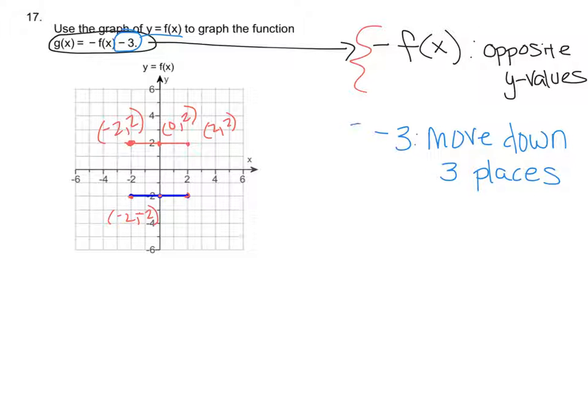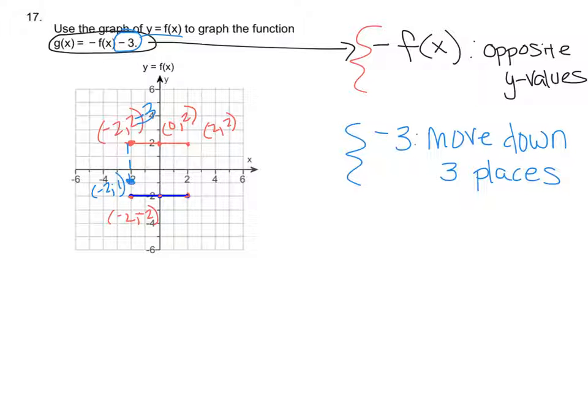Now I need to move down 3 places. So I'm going to take my reflective graph, which is the red graph, and now I'm going to move each point down 3 places. So 1, 2, 3. So my new point is negative 2, negative 1. And as you can see, I just subtracted 3 from my y value.